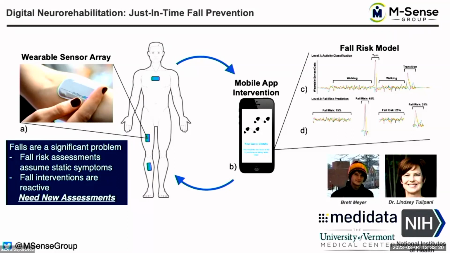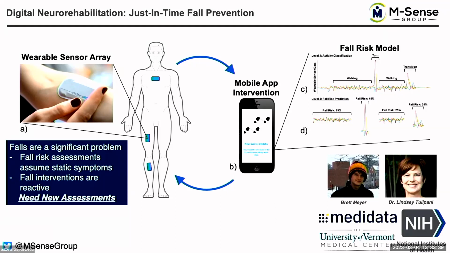And we know that the symptoms in MS fluctuate considerably from one day to the next, or even from 1 hour to the next within a day. But unfortunately, the assessment procedure for characterizing fall risk in this population only happens once every 6 months. And so it doesn't really match these fluctuations in symptoms that we know these patients have.